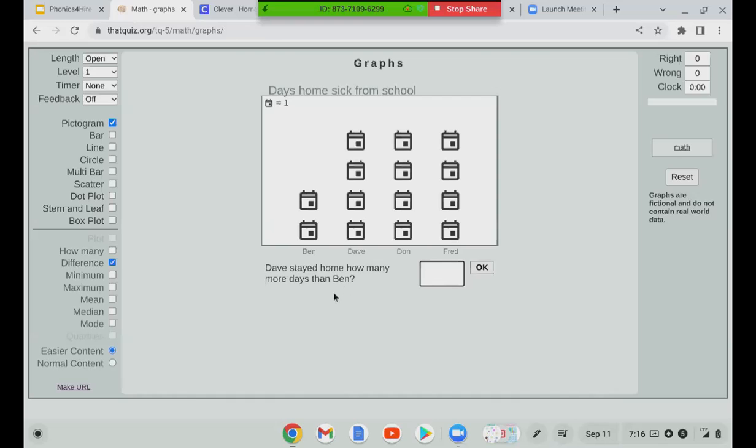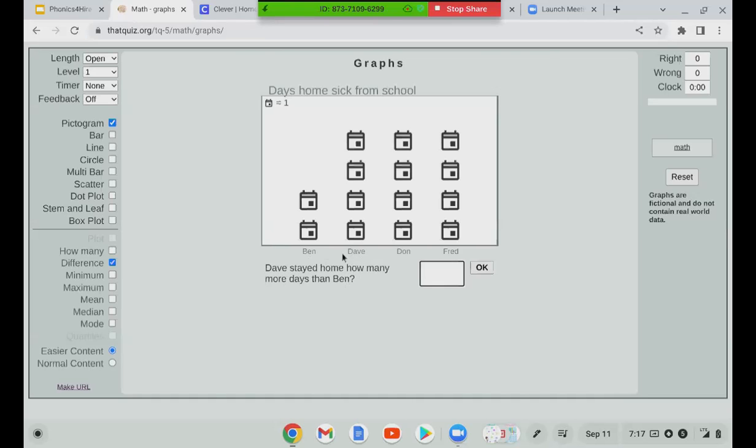So we're going to look at the picture graph. We're pulling out the names Dave and Ben. So we're going to look right here. We have Dave, and then right here we have Ben. So it's asking how many more. The way they asked it, it says Dave stayed how many more days. So that lets you know that Dave stayed home more days than Ben.